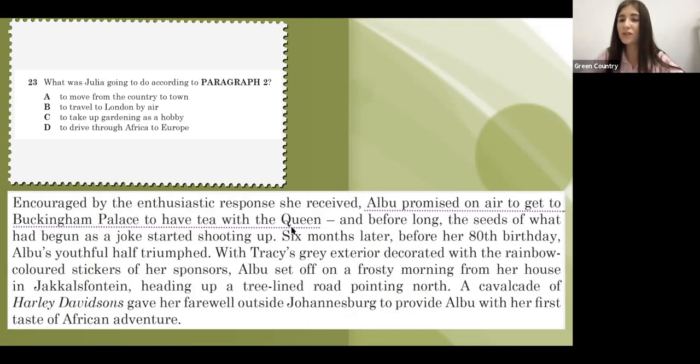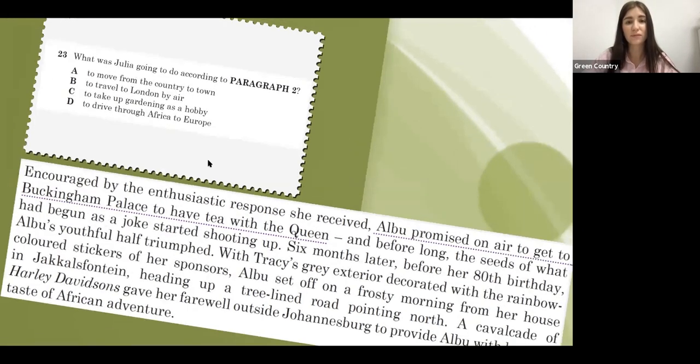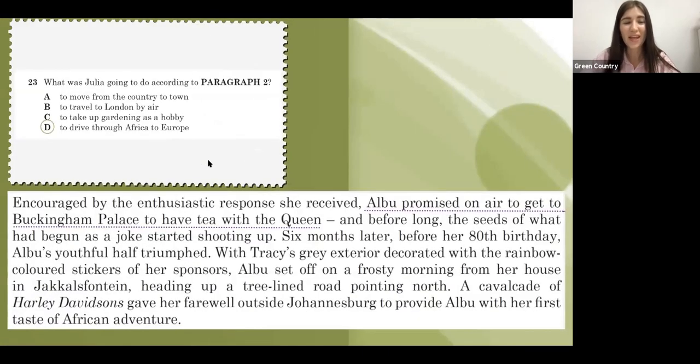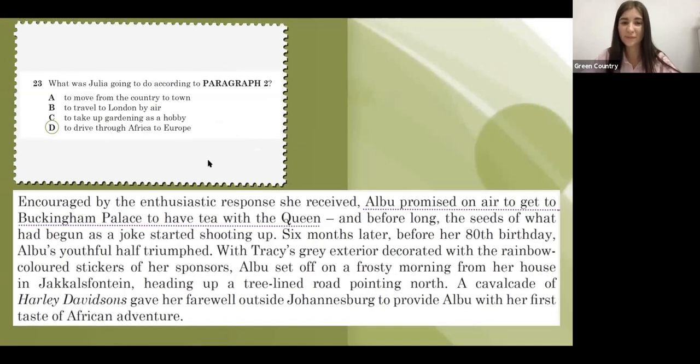Okay. So I underlined the phrase "on air" on purpose because it might mislead and confuse you, because we have option B, to travel to London by air. So she promised on air to get to Buckingham Palace, even though it's in England, but we don't have anything mentioned about London in that exactly. So you're right, it's option D, to drive through Africa to Europe, which means she was going to start from Africa and travel to Europe, to Buckingham Palace, to have tea with the Queen. So you're right, it's option D.